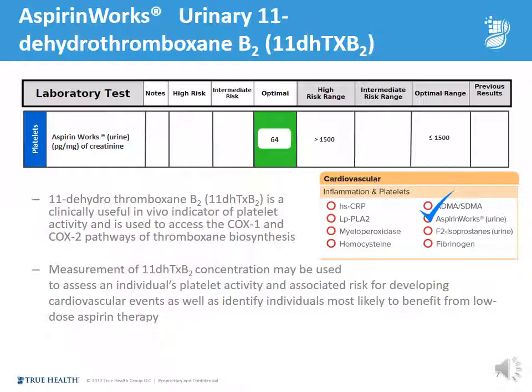And this biomarker may be used to assess an individual's platelet activity and associated risks for developing cardiovascular events, as well as potentially identifying patients who are likely to benefit from low-dose aspirin therapy. So it's important to realize that by itself, it is another tool to evaluate cardiovascular risk. And there is a range where if it's above 1,500 picograms per milligram, it is considered abnormal, and below that, it is considered normal.